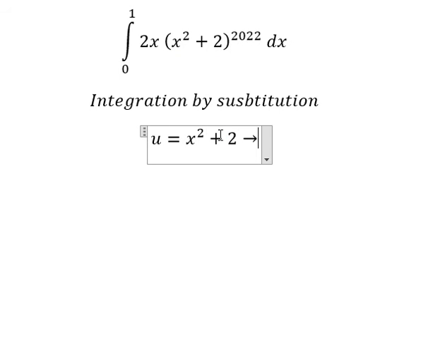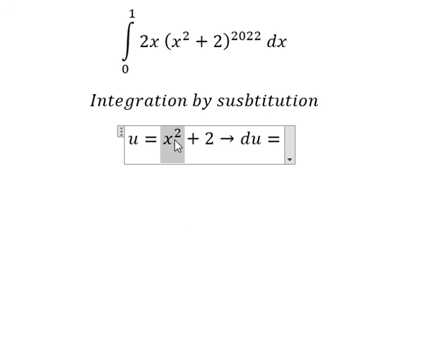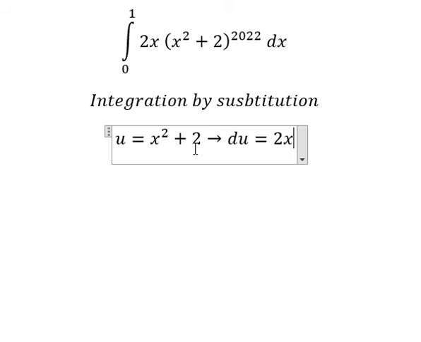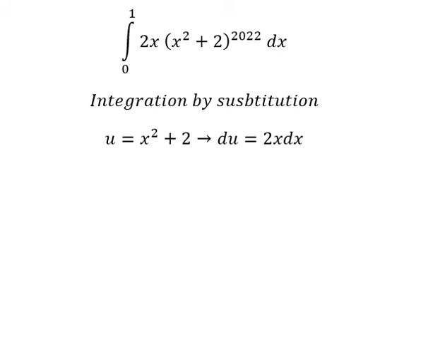Next, we need to do the first derivative for both sides. First derivative of x squared, we have 2x. First derivative of number 2, this is a constant, so you get 0 in here. Next, I need to change the bounds.